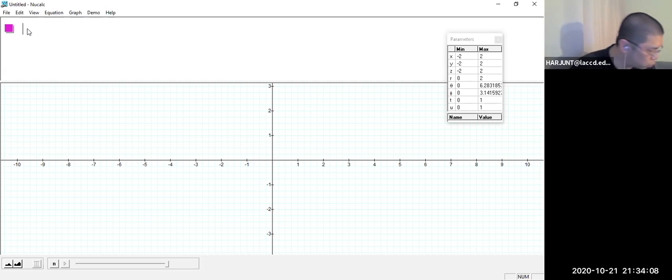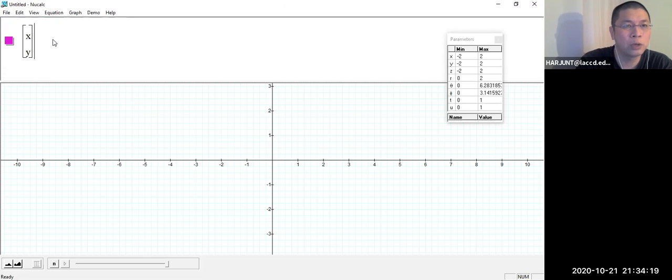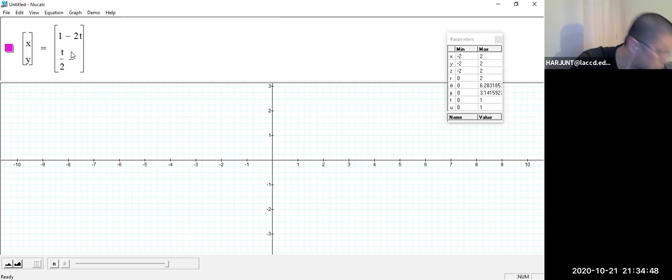Let's look into question number 6. I go to 2 factors. That's a 2-dimensional factor, x, y equals 2. And then it will be 1 minus 2t. The y will be 1/2 t over 2, t over 2 minus 1.